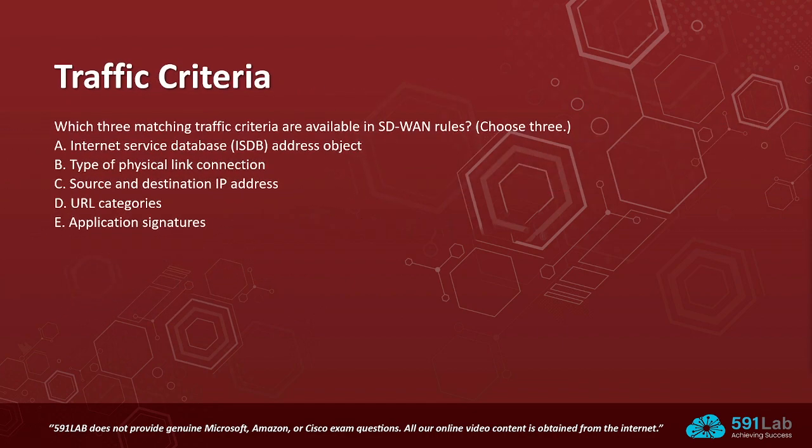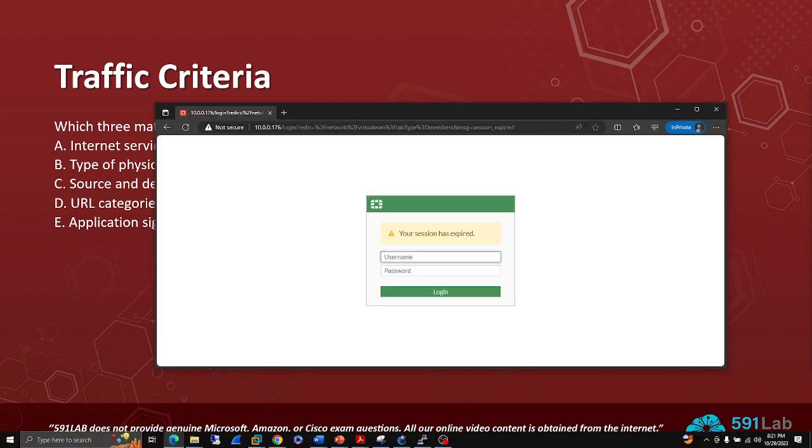The first one is about traffic criteria, and in this one we have this question: which three matching traffic criteria are available in SD1 rule? We have to choose three options. There we got the first option, that is internet service database, type of physical link connection, source and destination IP address, URL categories, and application signatures. So the best example there is to check these configurations on the FortiGate.